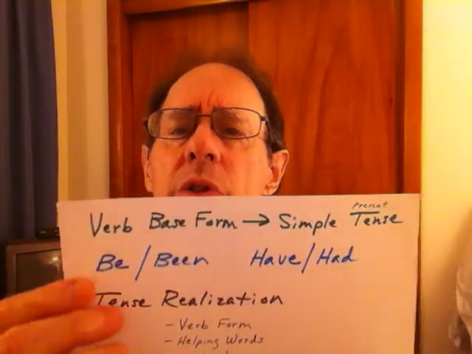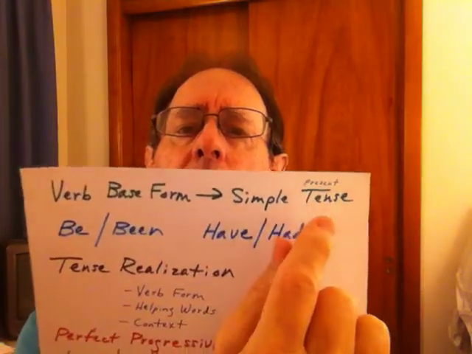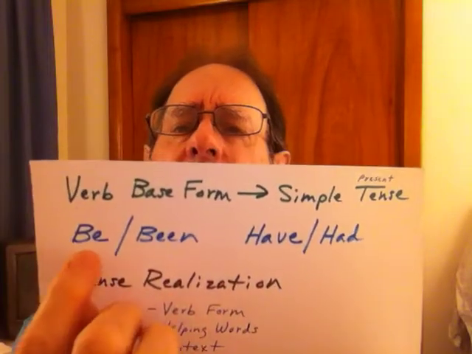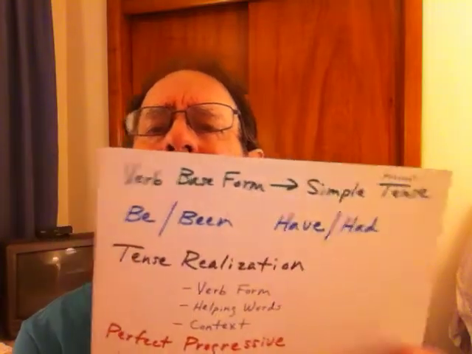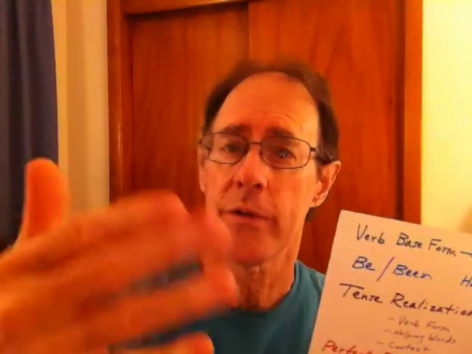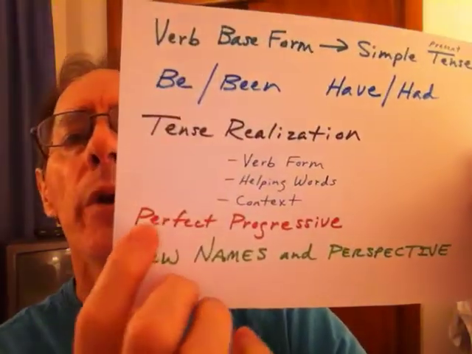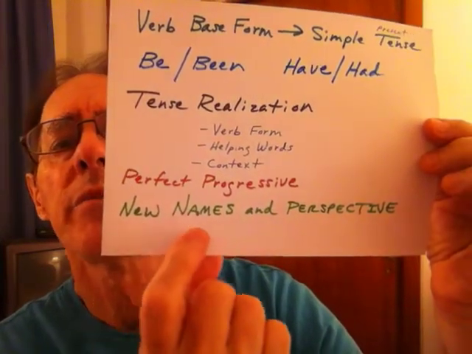Okay? I mentioned in a previous video that I had some goals, and one was to discuss the verb base form, specifically the simple present tense, right? And to define the helping verbs, be, been, have, had, and to talk about tense realization, how we get to the sense of tense in a sentence. I want to talk about how we form the perfect progressive tense. Then I wanted to talk about the new names and perspective that I bring to this grammar concept.